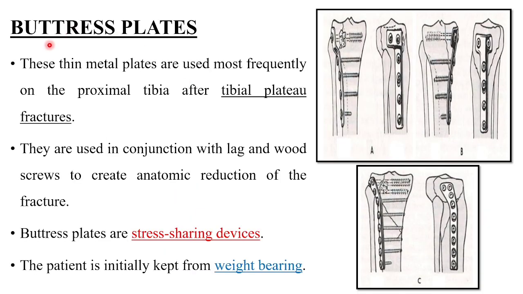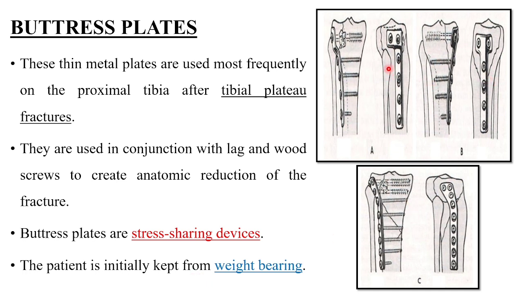But the next example is your buttress plates. These thin metal plates are used most frequently on the proximal tibia after tibial plateau fractures. This is one of the classical devices used for this particular fracture, your tibial plateau fractures. These are used in conjunction with lag and wood screws to create an anatomical reduction of the fracture. Buttress plates are stress sharing devices. So the patient is initially kept from weight bearing.